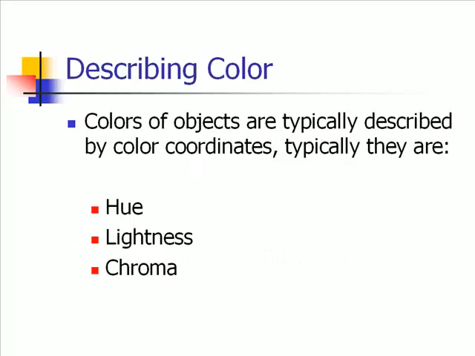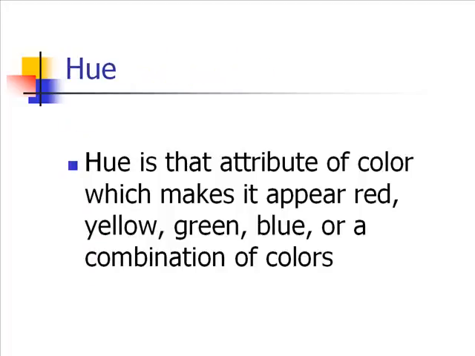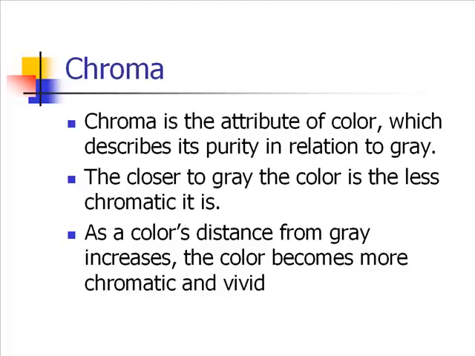First one is hue. That's that attribute of color which makes it appear red, yellow, green, or blue. So the hue of something is red, it's blue, it's yellow. Not sure how else to define it other than that. Chroma is the attribute of a color which describes its purity in relation to gray. The closer to gray the color is, the less chromatic it is. So think of a real deep, bright color. That would be very chromatic. If it's a dull gray color, that would be less chromatic, or low chroma. As a color's distance from gray increases, the color becomes more chromatic and vivid.